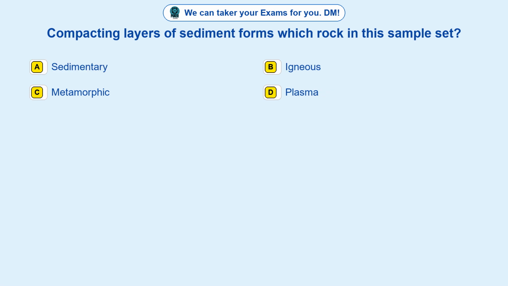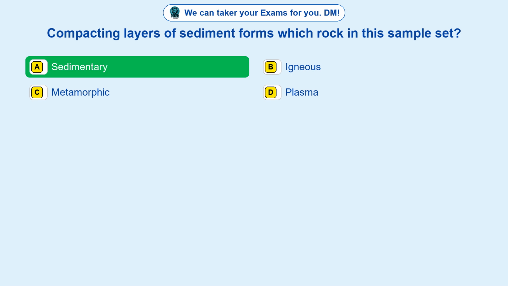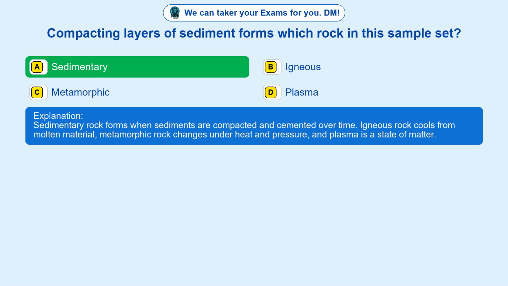Question 85. Compacting layers of sediment forms which rock in the sample set? Option A, sedimentary. Option B, igneous. Option C, metamorphic. Option D, plasma. The correct answer is option A, sedimentary. Sedimentary rock forms when sediments are compacted and cemented over time. Igneous rock cools from molten material, metamorphic rock changes under heat and pressure, and plasma is a state of matter.